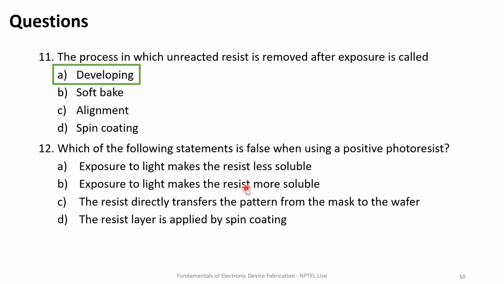the region that is uncovered is more soluble. But when we are using a negative photoresist, exposure to light makes that region less soluble. So here we will be getting a direct pattern, and there we will be getting a negative of the pattern. So that is the answer to that question.